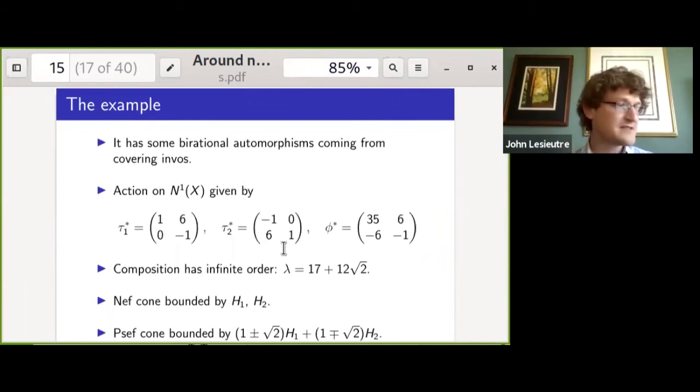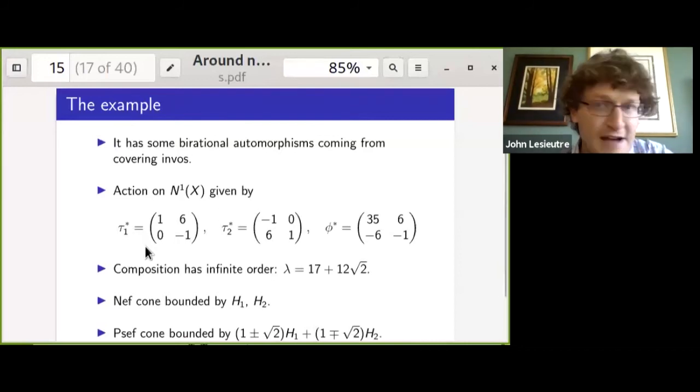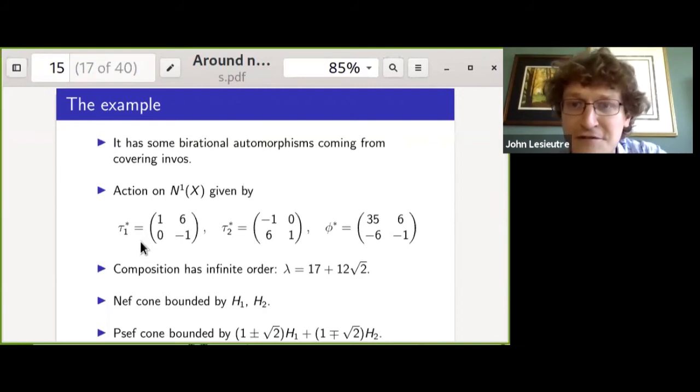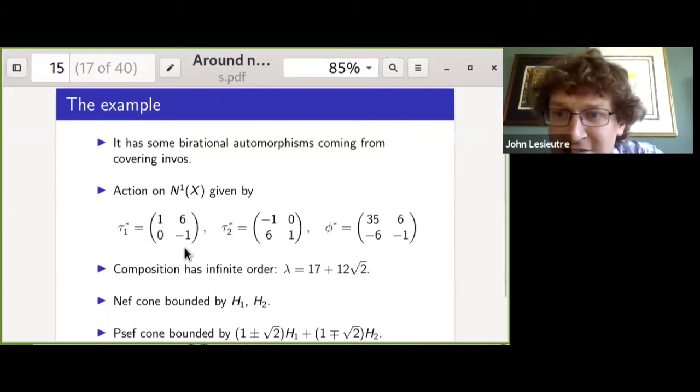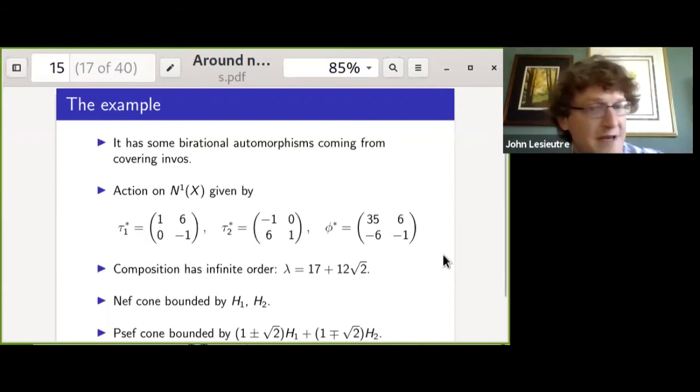This is something that's worked out in this Oguiso paper. You have these pseudo-automorphisms, and they act on N1 of X. They're involutions. He found that the matrices for these with respect to this basis, given by pulling back the O1s, are the ones I have written on my slides here. Sorry for switching back and forth between the slides.